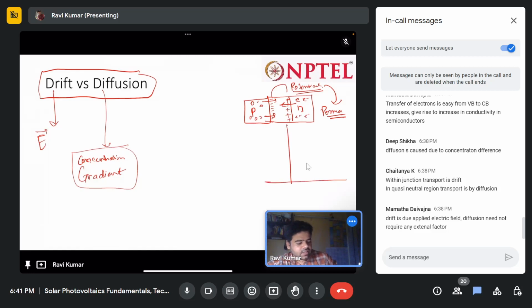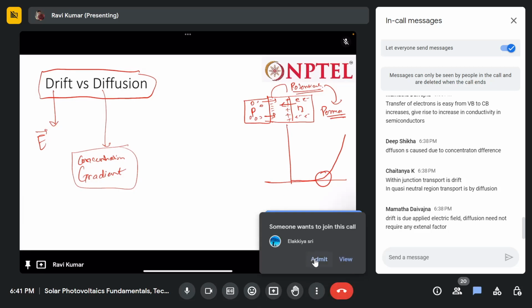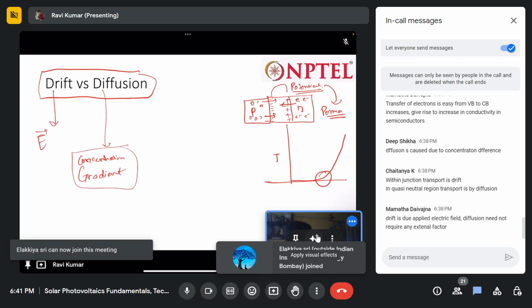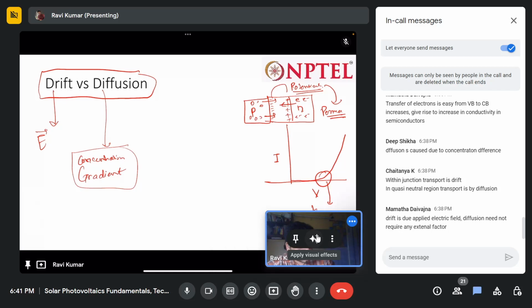That's why the IV characteristics of a semiconductor is like this. After a particular point, the increase in current is more with voltage, and this is known as knee voltage, and this is the potential you were asking about in your question. So this is the knee voltage.